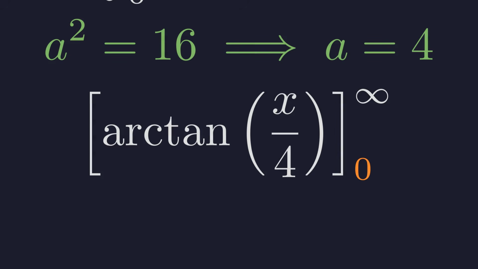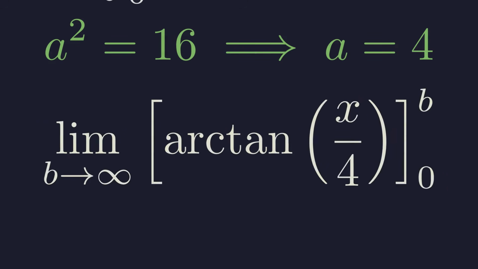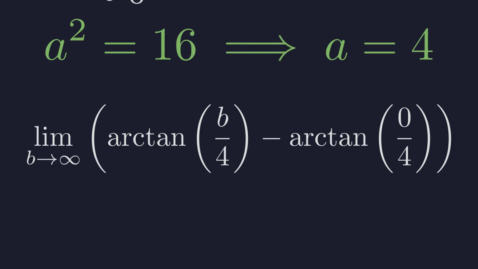Because the upper bound of our integral is infinity, we must evaluate it using a limit. We rewrite the expression as the limit as a variable b approaches infinity, with b replacing the upper bound. Now we apply the fundamental theorem of calculus. We evaluate the expression at the upper bound b and subtract its value at the lower bound, 0. This gives us the limit of the arctangent of b over 4 minus the arctangent of 0 over 4.